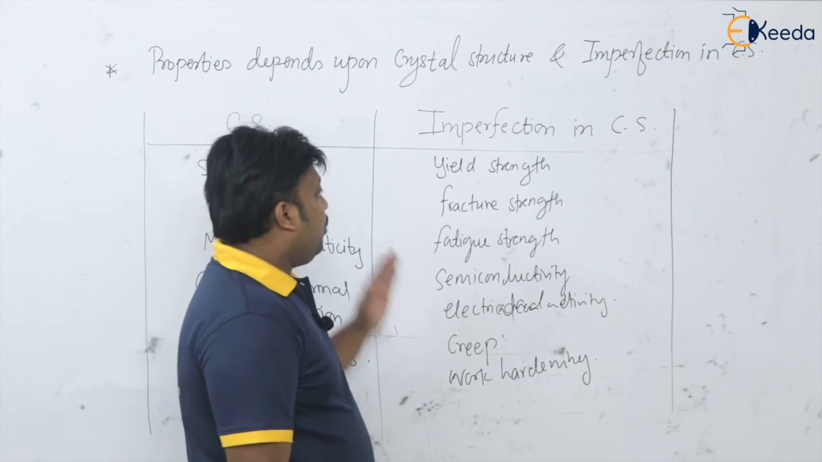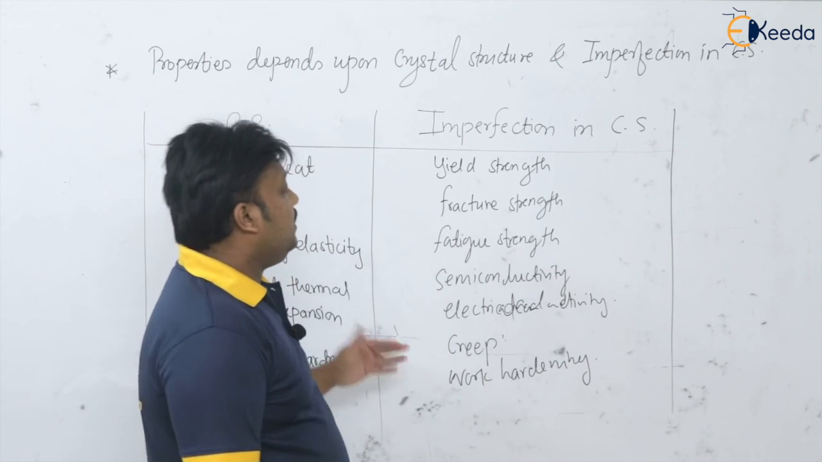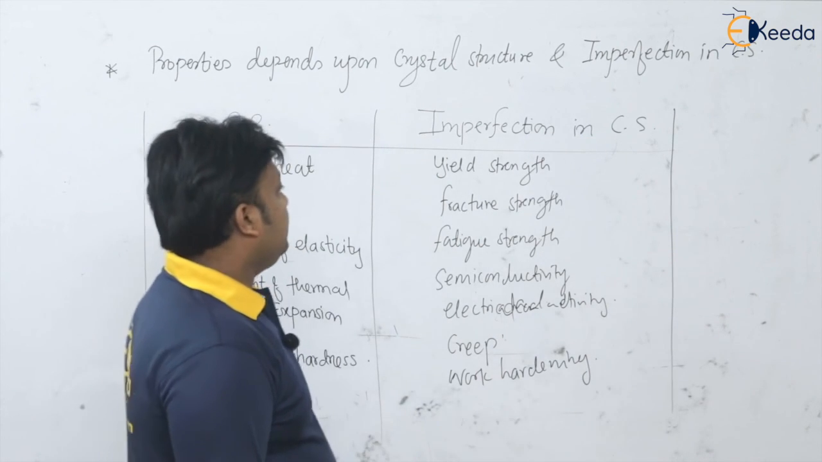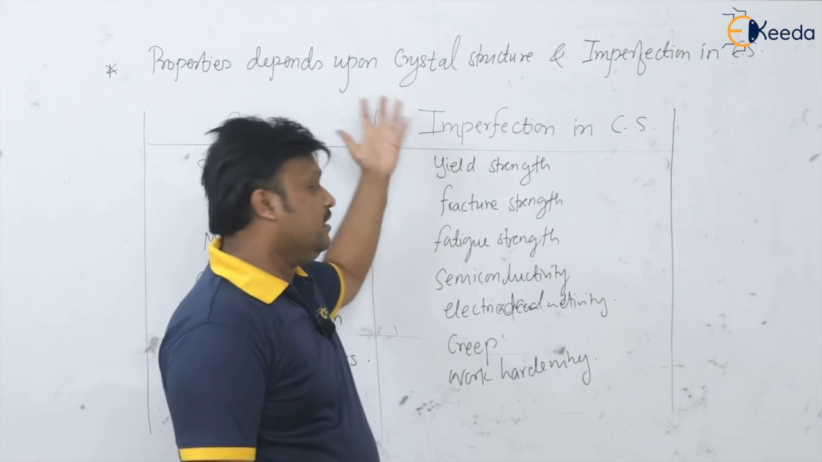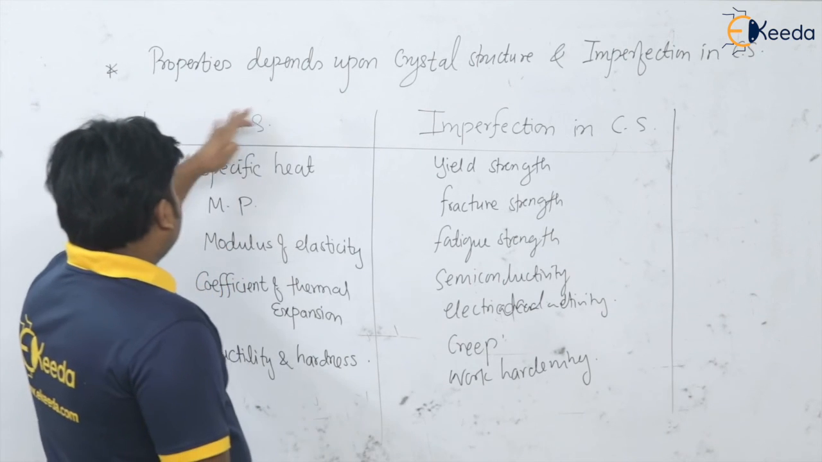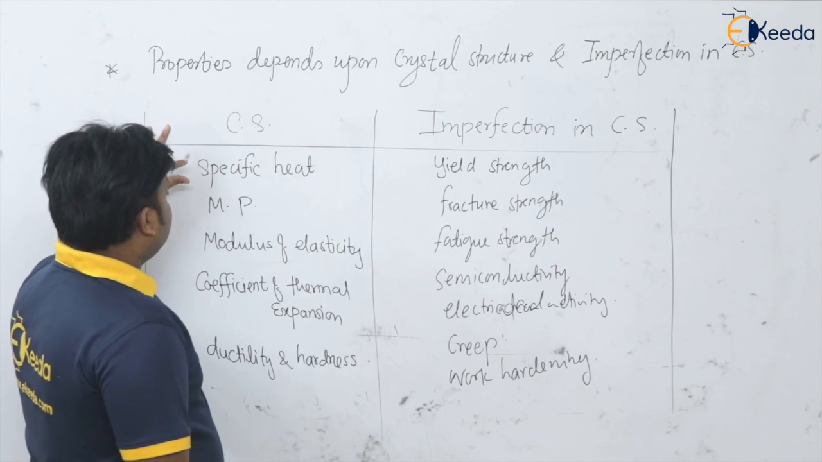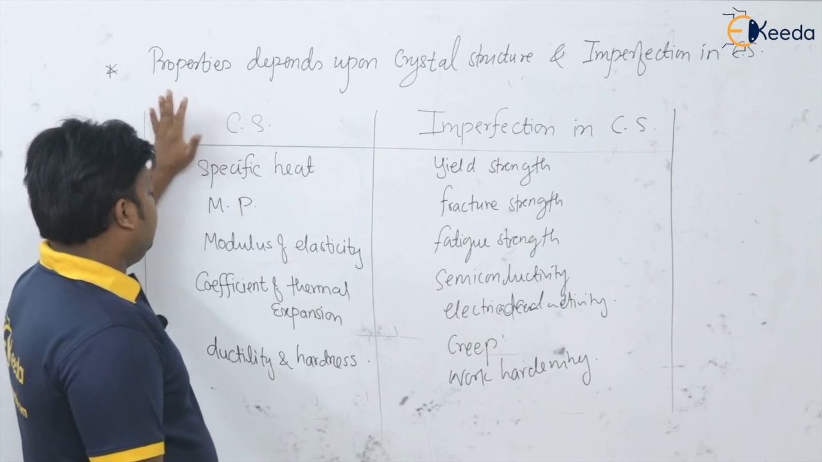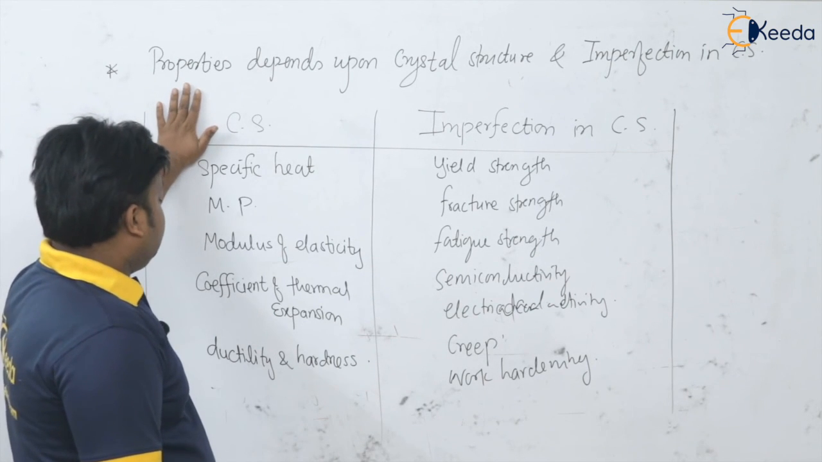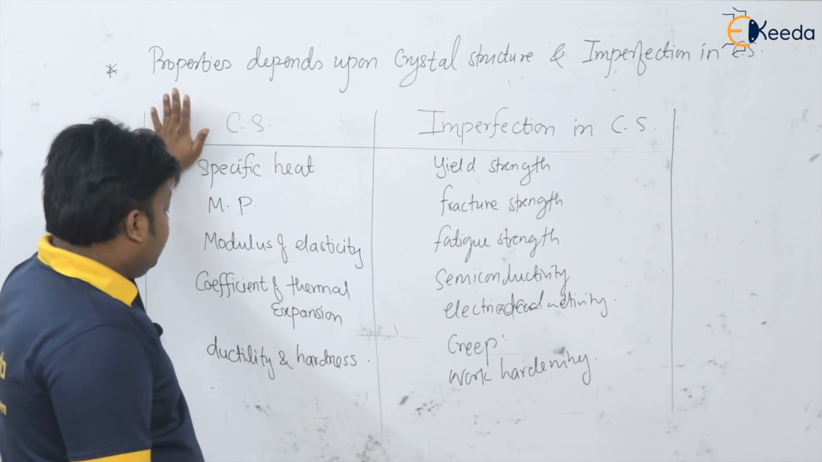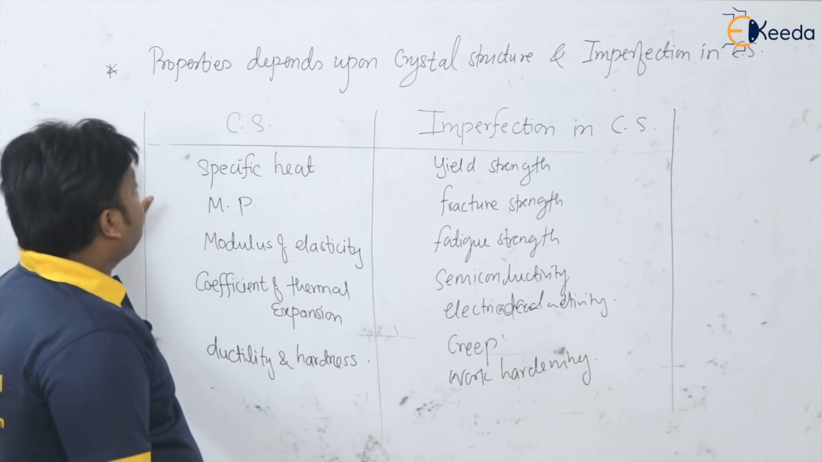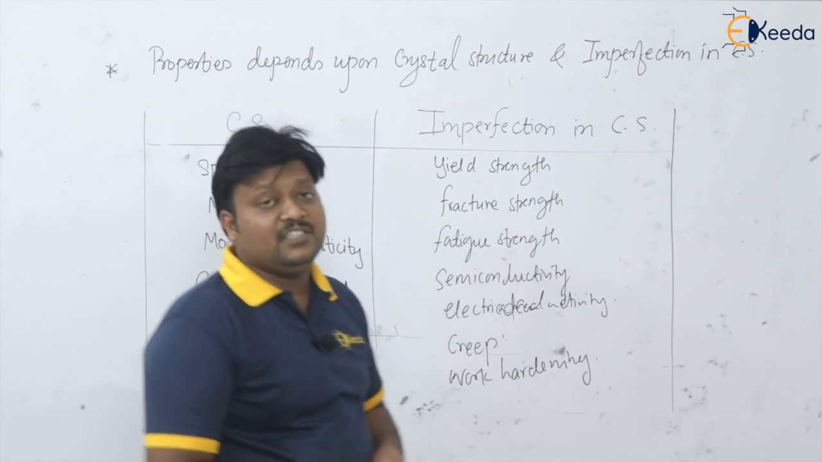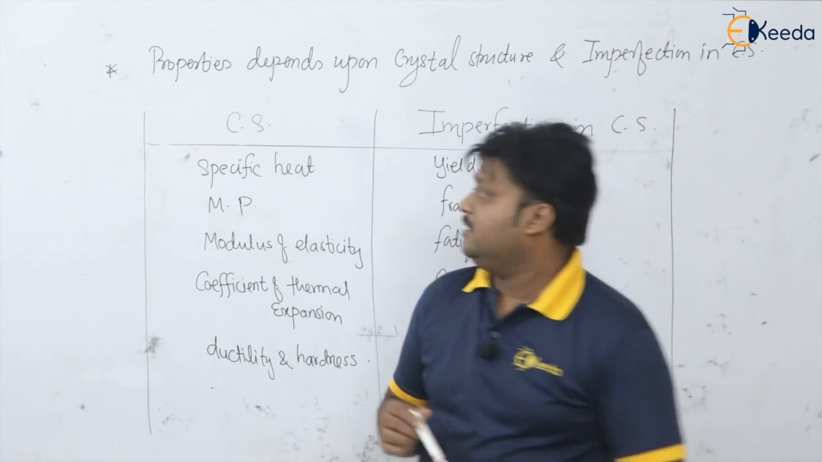These are the properties of the material which depend upon the imperfections in the crystal. Then properties like specific heat, melting point temperature, modulus of elasticity, coefficient of thermal expansion, then ductility and hardness are the properties which depend upon the crystal structure, isn't it?